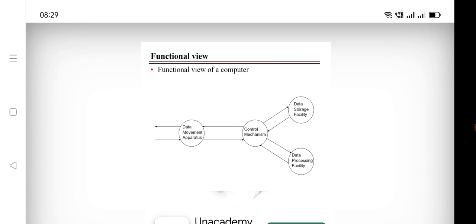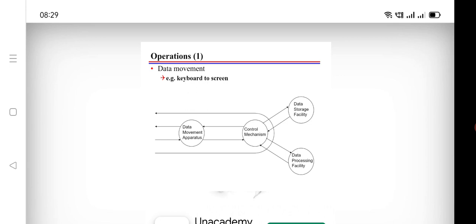From all these blocks there will be to-and-fro signals passing from the data movement apparatus. It will reach the data storage facility, or from the data movement apparatus it will go to the data processing facility. But internally, in between all these, you will have a control mechanism which controls the flow of data.